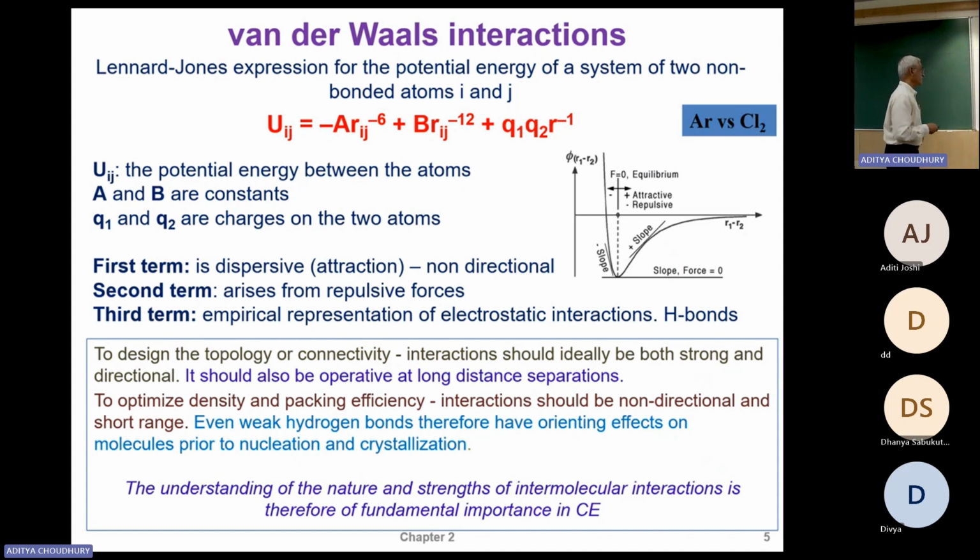If you want to design the topology and connectivity, interactions should ideally be both strong and directional. Obvious. They should also be operative at long distance. But to optimize the packing efficiency, interaction should be non-directional and short range. Because if it is directional, you keep the other molecule at a particular distance. Whereas if the interaction is isotropic and there's not much energy, you can pack them very closely.